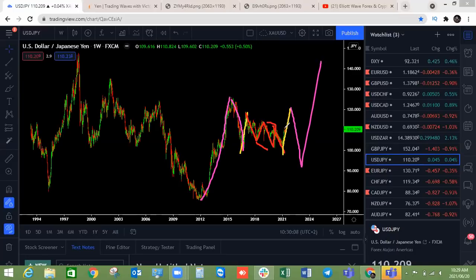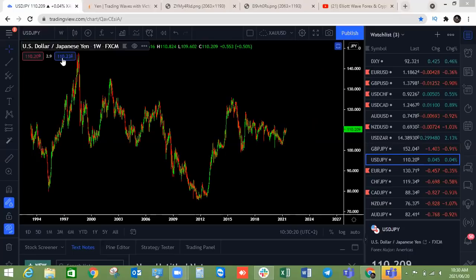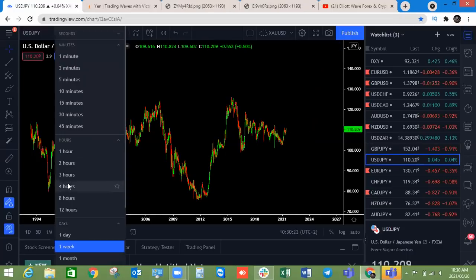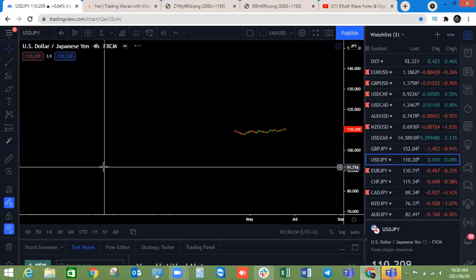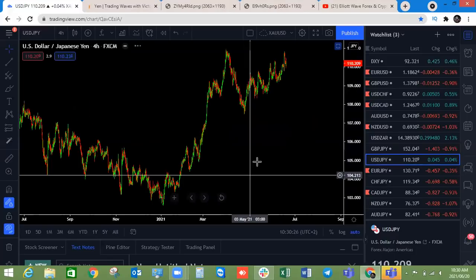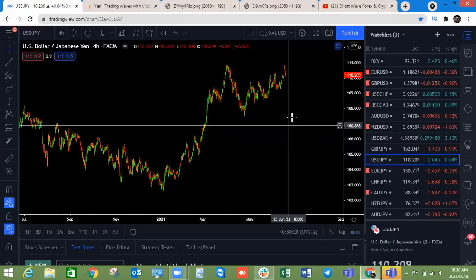So for now, if we get confirmation that the red correction is done, we are going to trade the next 1,200 pips to the upside here on US dollar yen. So let's have a look at it in the lower degree. Do we have any confirmation of upside? Let's have a look at the 4-hour. Once we confirm that we're out of that structure, we're going to start trading it to the upside.